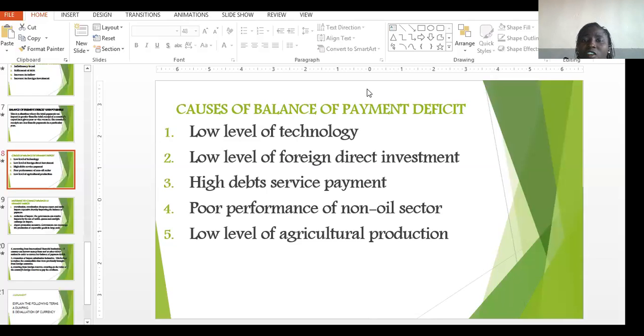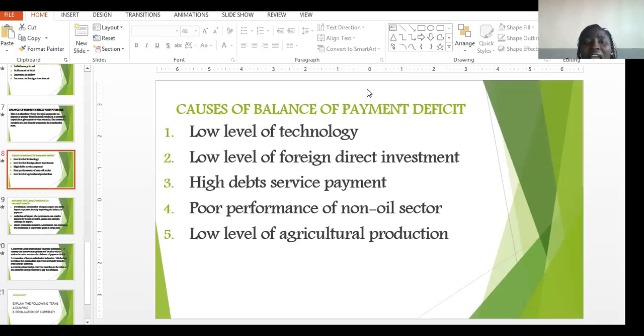Another cause of balance of payment deficit is low level of foreign direct investment. When you don't invest, how do you make profits? If you are investing in other countries, there won't be a problem. But if all you are doing is just buying, that is not investment. Any purchase that will not give you future income, that is just for immediate consumption, is not an investment. And so low level of foreign direct investment could cause balance of payment deficits.